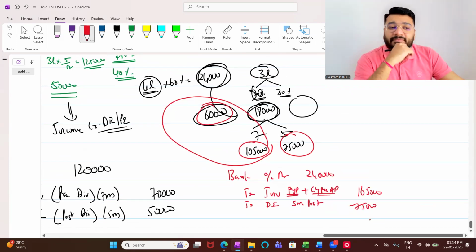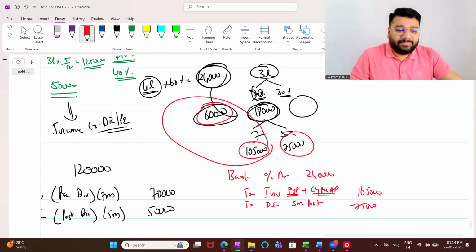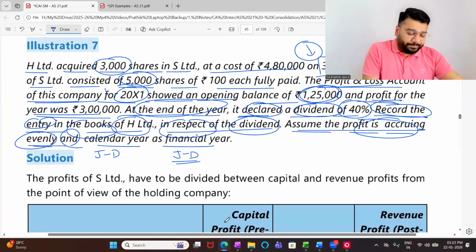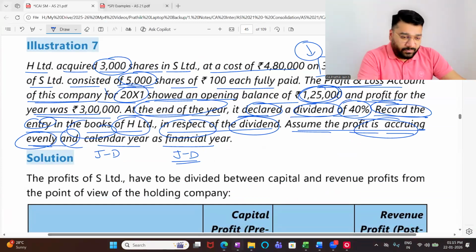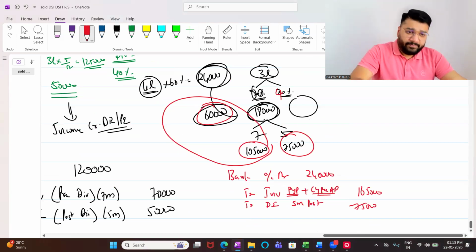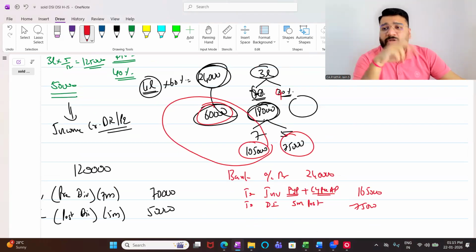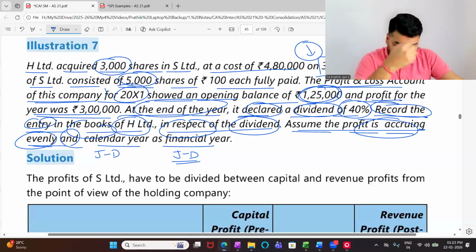Now clear? This is 40? Okay, 40. Now happy? Can I continue? The 4 lakh that we have to pay, the 4 lakh dividend declared, S has to pay to H. In that, 60% to H Limited and 40% to the minority. Declared and paid, but the current year profit is 3 lakh. Clear? Now, next question.